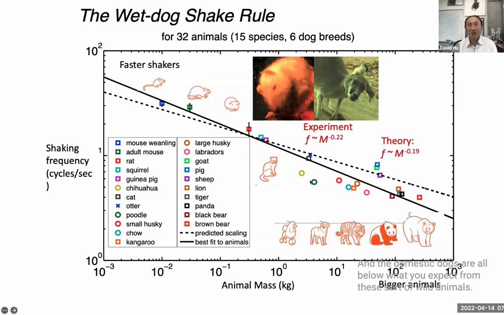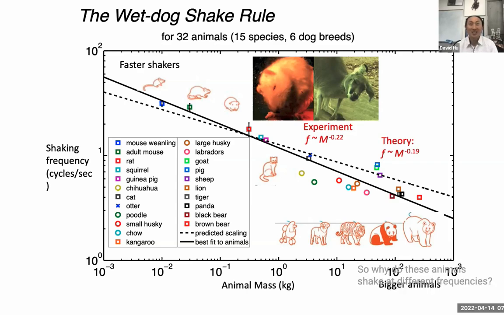And the domesticated dogs are all below what you expect from these wild animals. They've worsened their ability. And as I'll show you with the work we do with cats, domesticated cats also can have some issues with cleaning themselves. But all these animals tell you that evolutionarily there was a trend. There's some gene that tells these animals how big to make your bones, how strong to make your muscles, how fast you move, all this to get this shaking frequency. And as you can see, water was throwing off all these animals because it was effective for all of them.